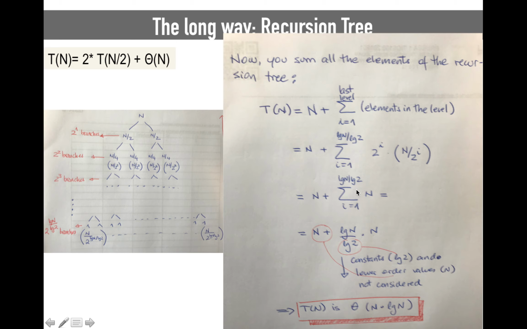And when you have a sum that does not depend on the index, this is just the multiplication of the content of the sum by the limit of the sum. So this is n plus n multiplied by log n divided by log 2. And because we are interested in the complexity, we just ignore the constants and we ignore the low order values. So this is n log n. And this is one way of showing that merge sort is n log n.